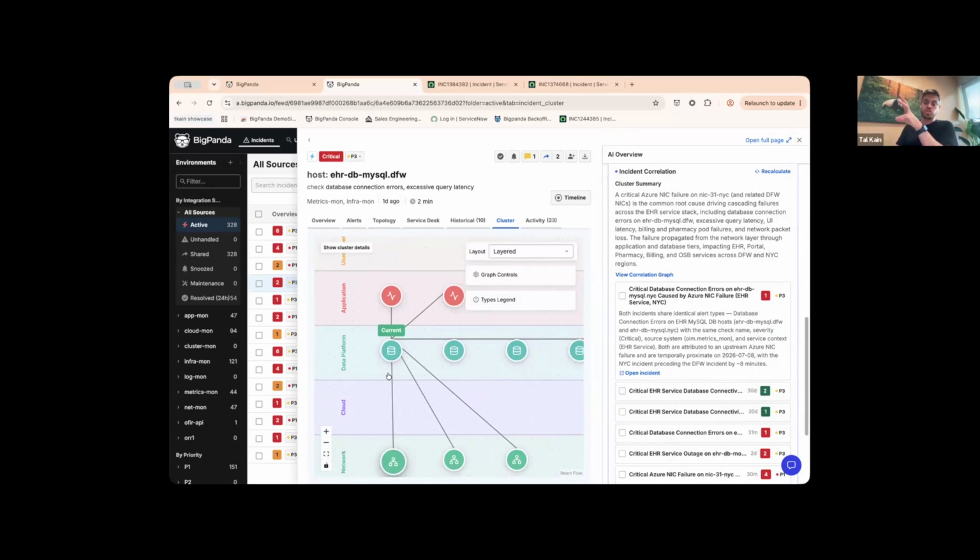Maybe I will see here which teams are focused on every incident, and I can jump and communicate with all the other teams that are responsible for the other components that I'm currently looking at.